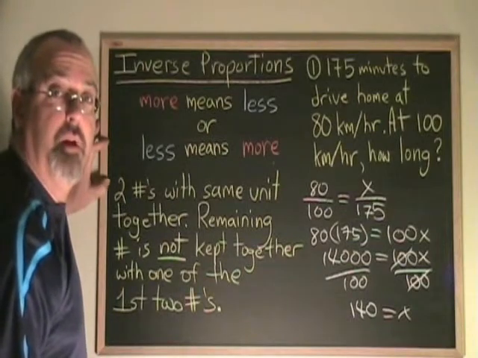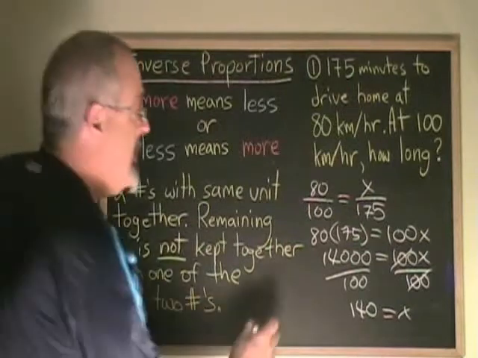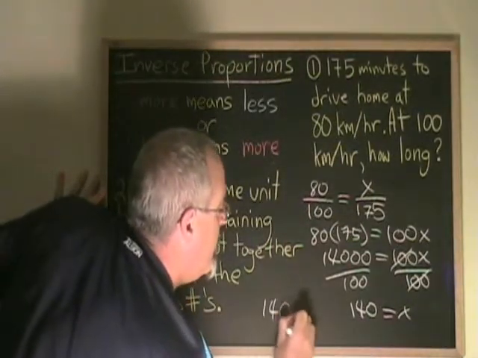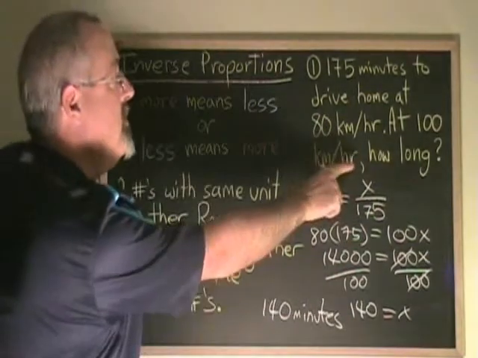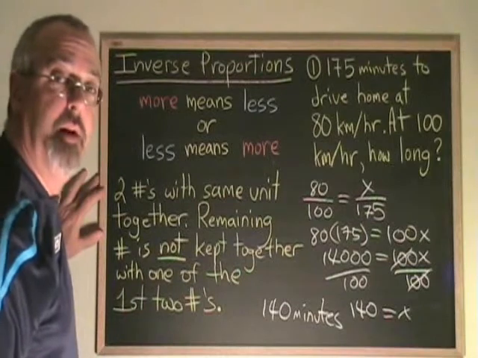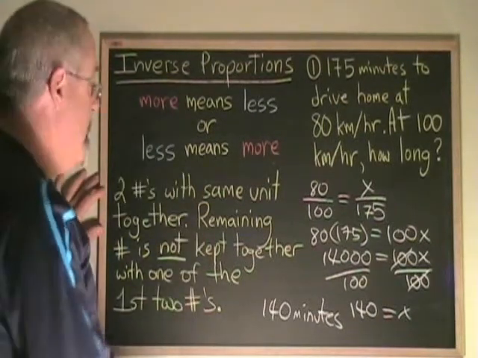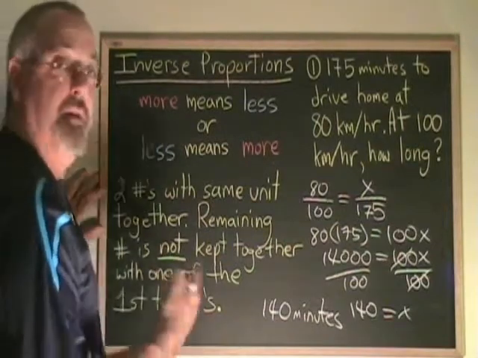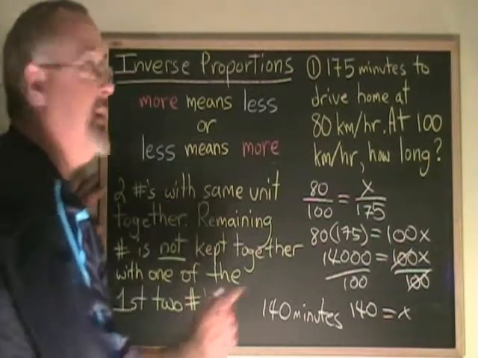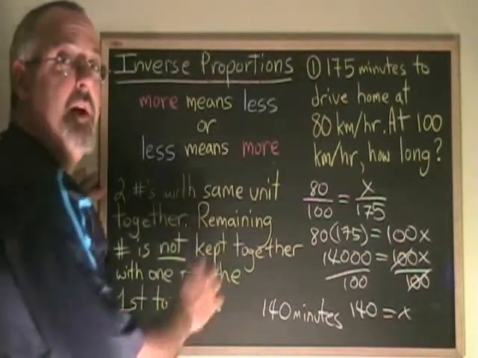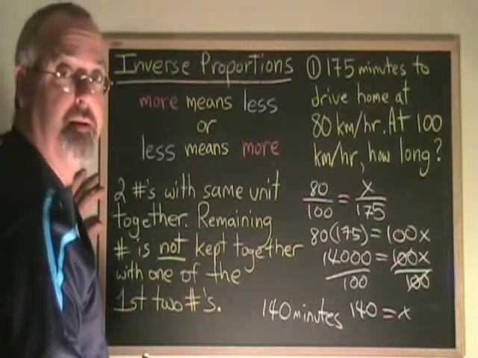Now all I have to do is apply the unit of measure. What I was looking for was the time, and it's in minutes, so it will take 140 minutes to drive home if I'm driving at 100 kilometers per hour. An inverse proportion works the same way as a direct proportion, except for this one step where the third number that we place into the proportion is deliberately not kept together with the number it seems to go with in the situation, and is put in the other spot instead. This will work and will always give you an answer that makes sense.